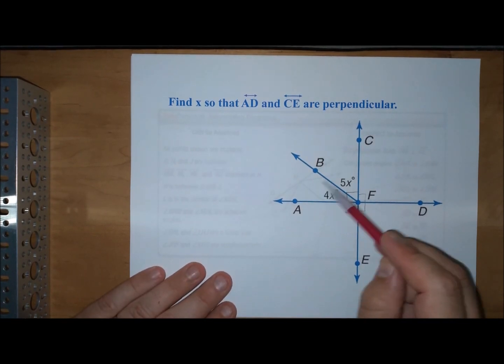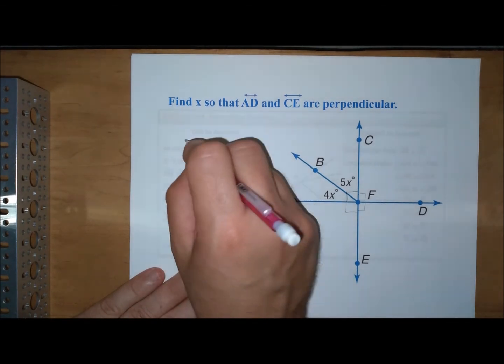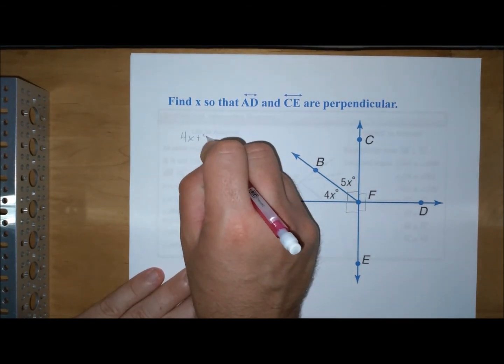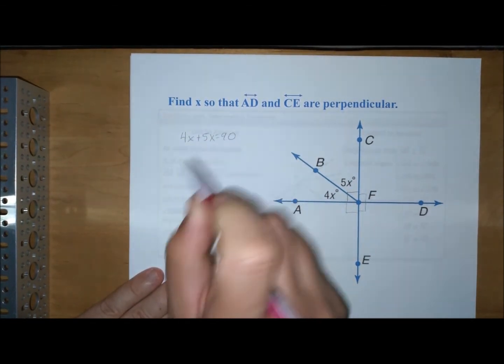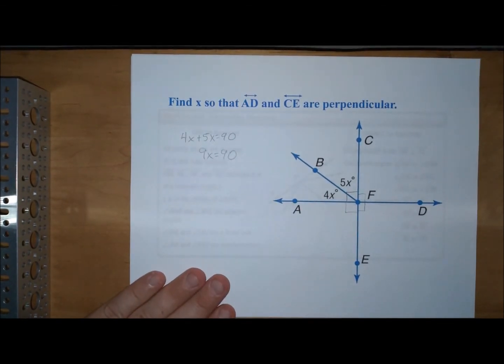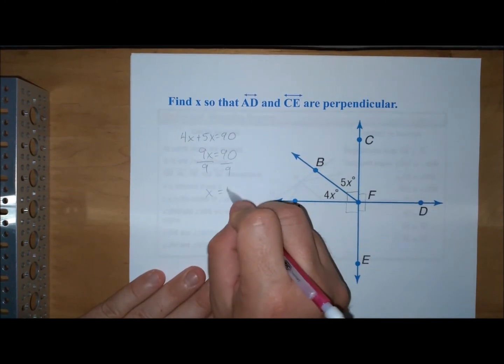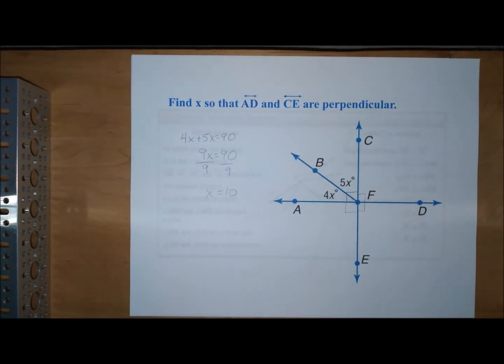So that means these angles have to be complementary. They have to add up to 90. So 4x plus 5x must equal 90, right? So we get 9x equals 90. And how would we solve that for x? We'll divide both sides by 9. We get x equals 10. Good.